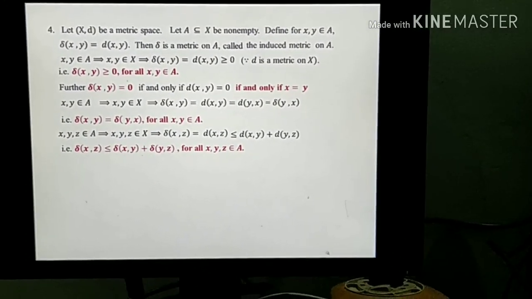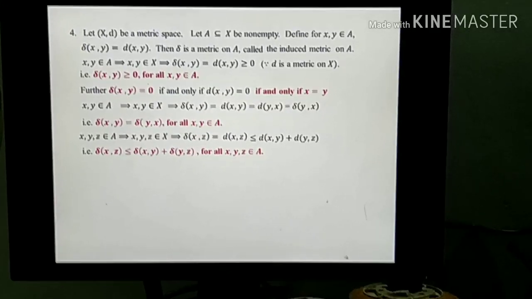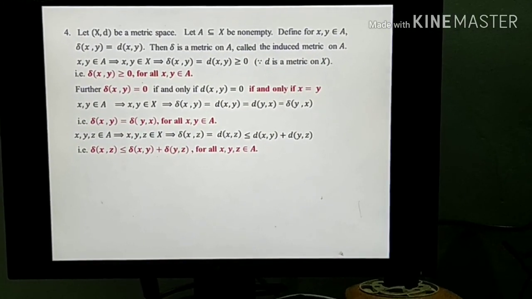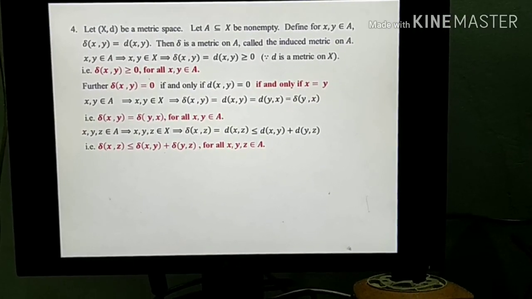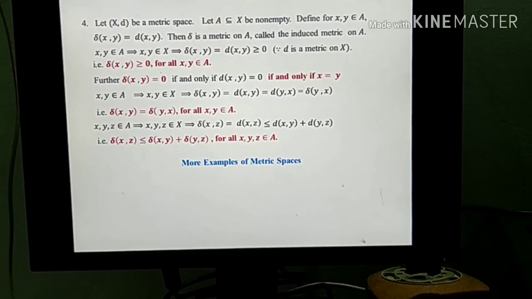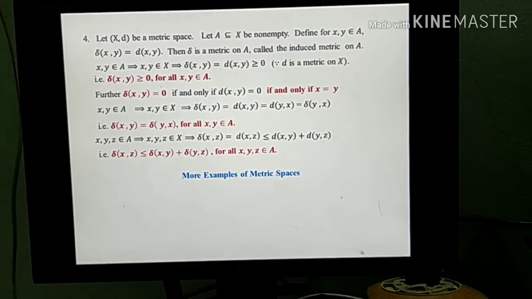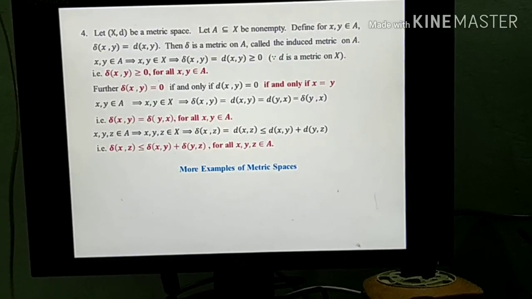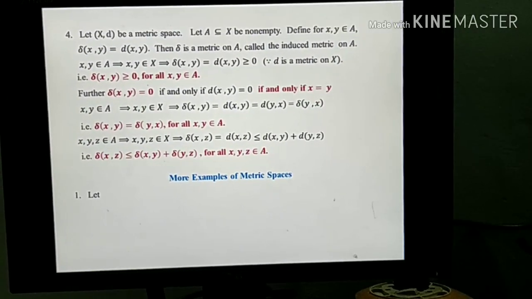which we have already noticed that it is called as induced metric on subset when it is induced from superset. Now there are some more examples of metric spaces.